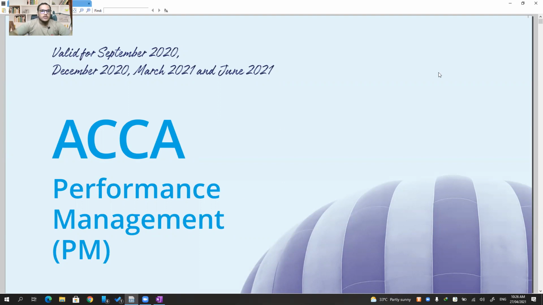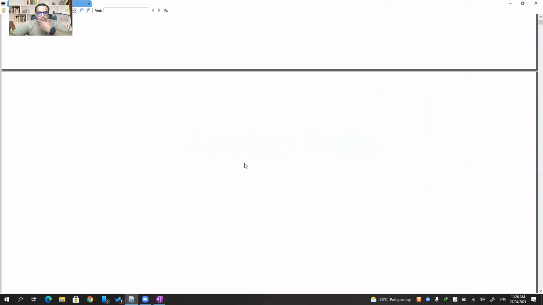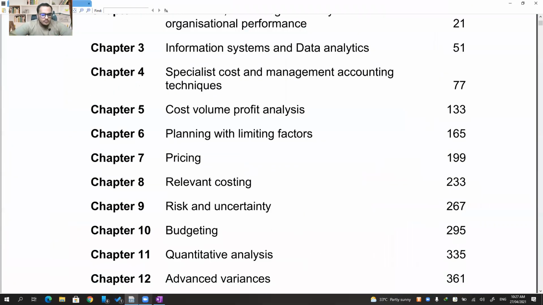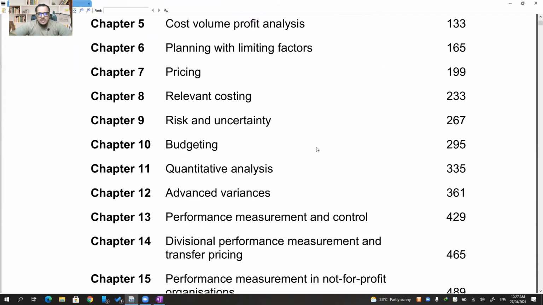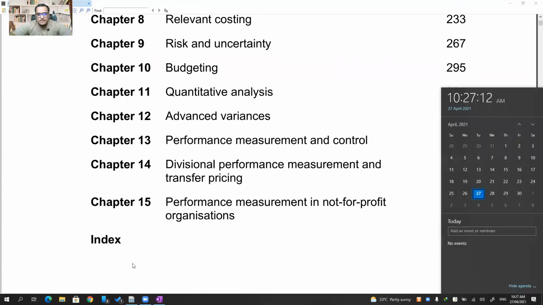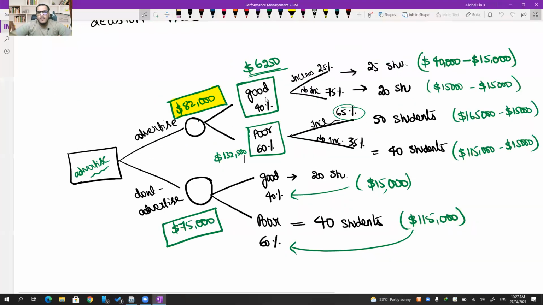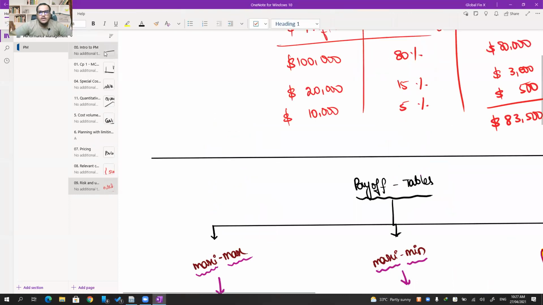Got it? Okay, good. Moving on to the next topic. So we're done with risk and uncertainty. Let's start with chapter number 10, budgeting.